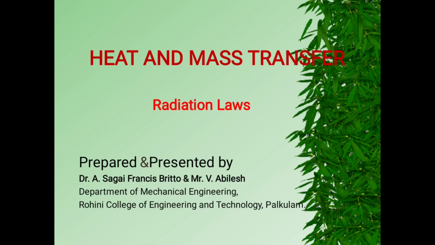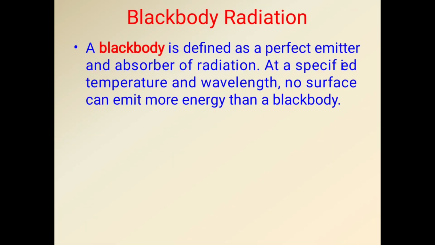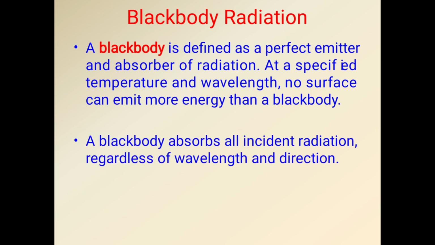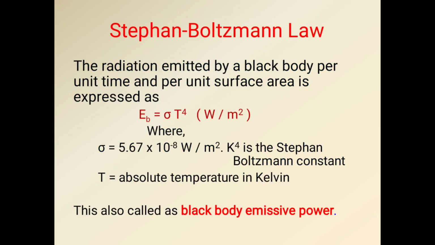In this session, we are going to see about radiation loss from the subject heat and mass transfer. Black body radiation. A black body is defined as a perfect emitter and absorber of radiation at a specified temperature and wavelength. No surface can emit more energy than a black body. A black body absorbs all incident radiation regardless of wavelength and direction.